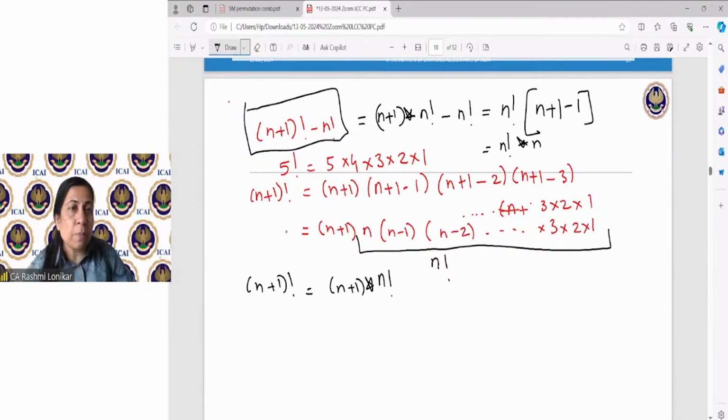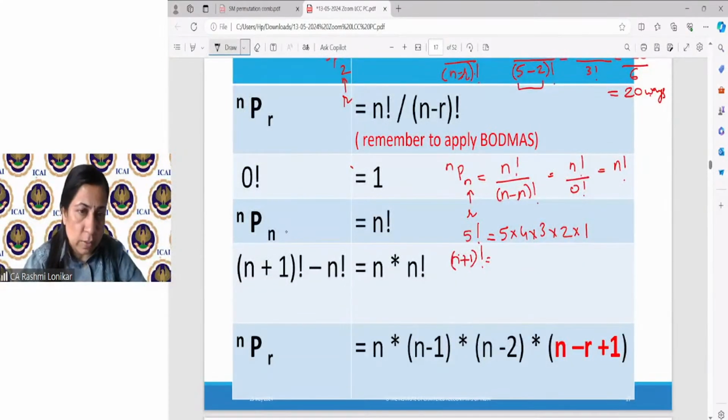Okay, so this is the proof. In case you don't remember, this is the proof. Other than that, you will know this: n plus 1 factorial minus n factorial is n into n factorial. This factorial is together with the n factorial, and this n is a separate number. It is simply a number which you are multiplying to the n factorial.